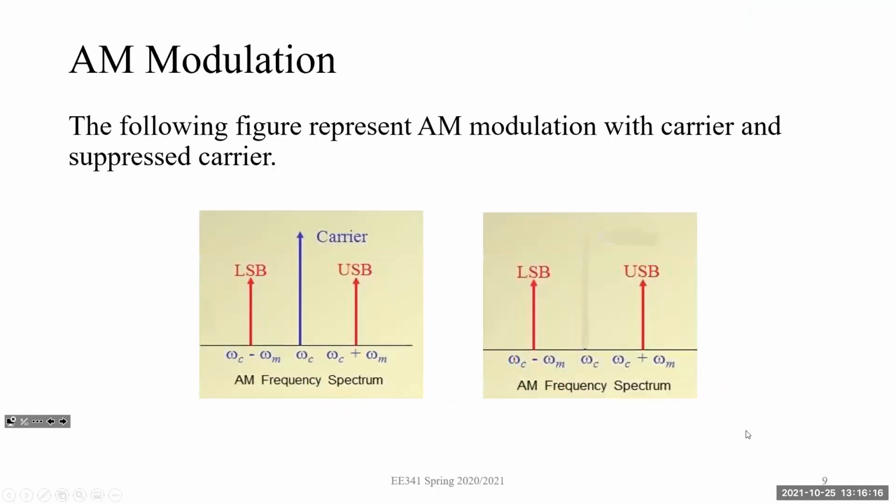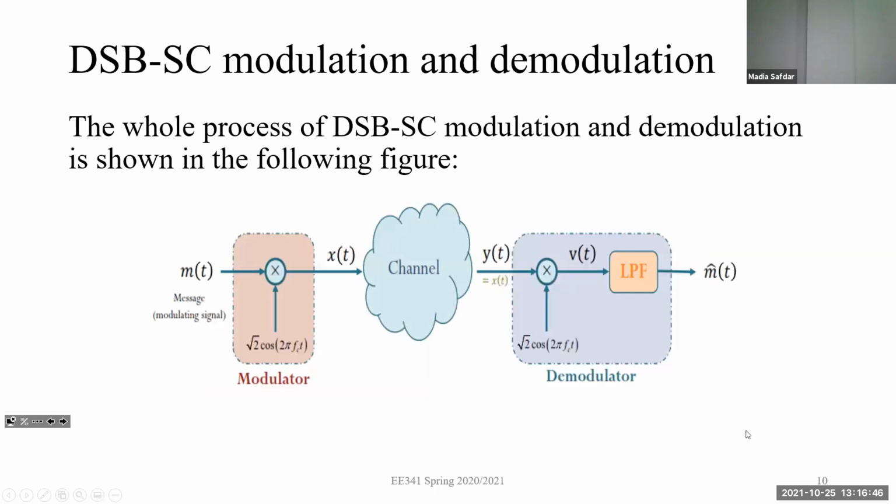So now this figure represents the amplitude modulation with a carrier and suppressed carrier. Here this is amplitude modulation, but you can see the carrier is here. Today in this lab we are doing amplitude modulation with suppressed carrier. At the output there will be no carrier; it will vanish. So you will get this lower side band and then this upper side band. This is double sideband suppressed carrier modulation.